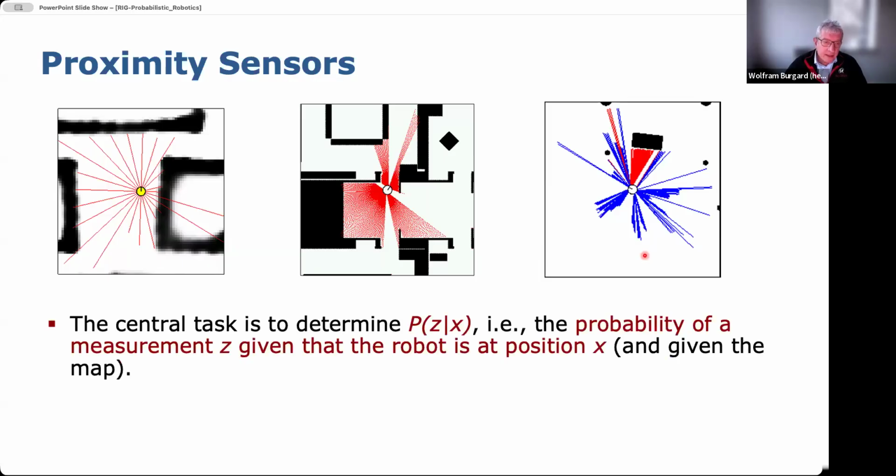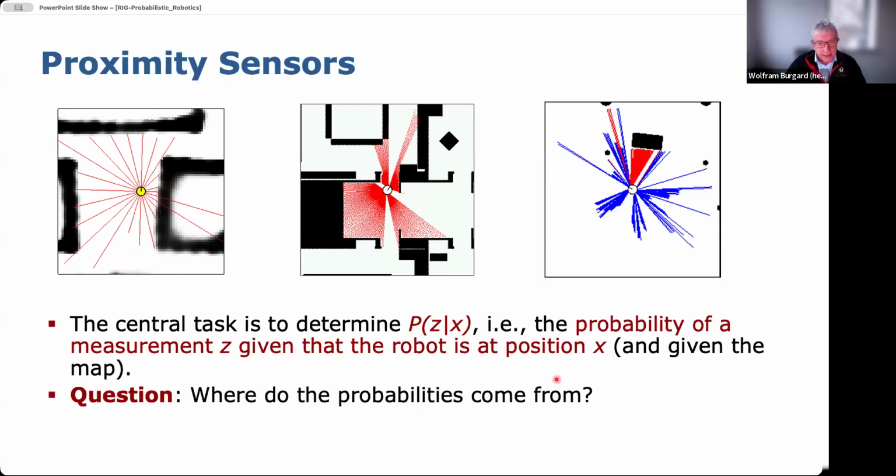So the central task that we are going to look into now is how can we calculate P of Z given X and the map. So the probability of a measurement Z given that the robot is at position X. That is what we actually need for implementing this.